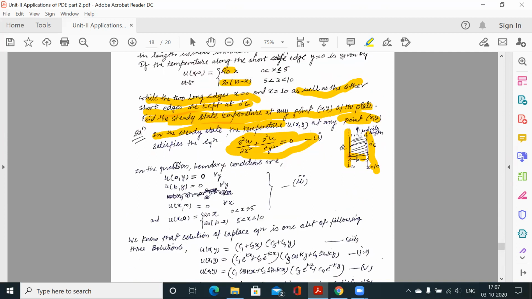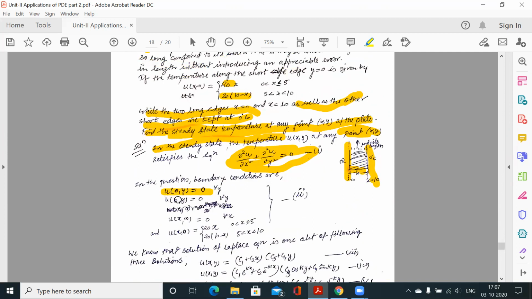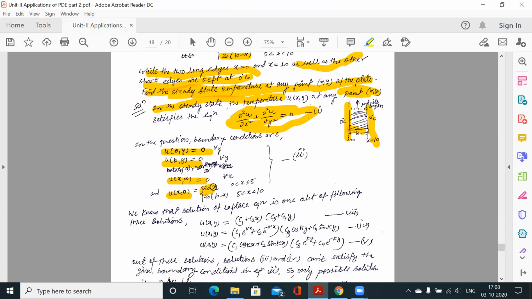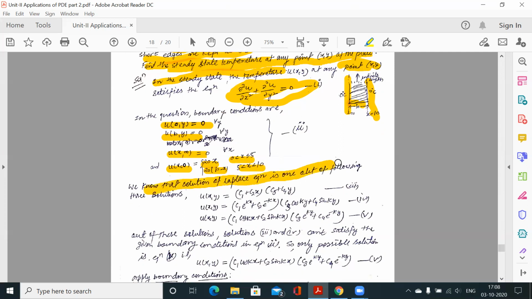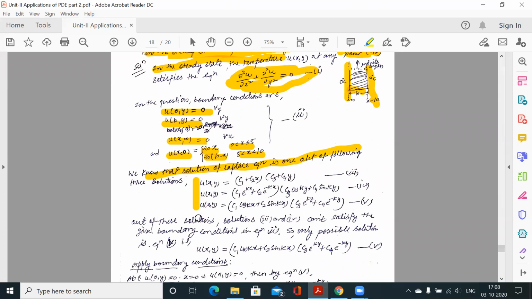So the conditions are u(0,y) equals 0, u(10,y) equals 0, u(x,infinity) equals 0. These are because for x is equal to 0, the temperature is 0. For x is equal to 10, the temperature is 0. For y is equal to infinite, the temperature is 0. So for 3 edges it is 0, and for the edge y is equal to 0, u(x,0) is 20x for 0 to 5, and 20(10 minus x) for 5 to 10. So we know the solution of the Laplace equation is one solution out of these.